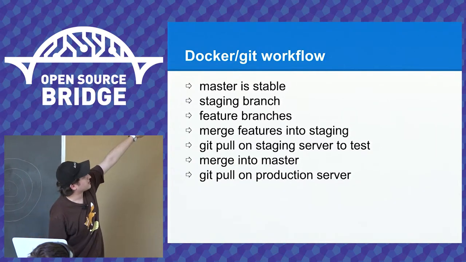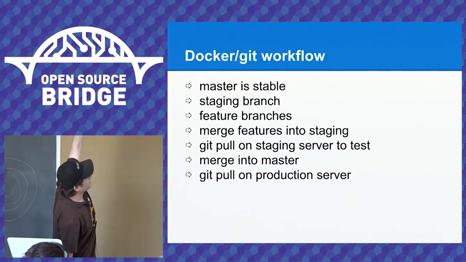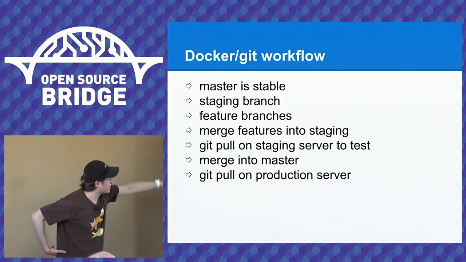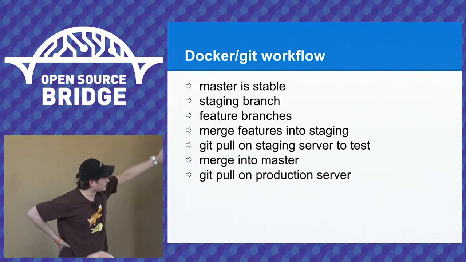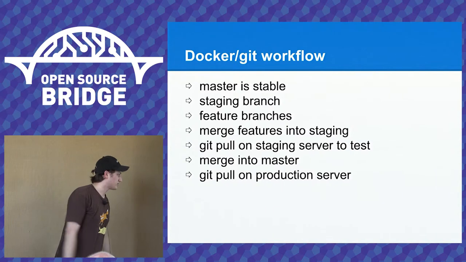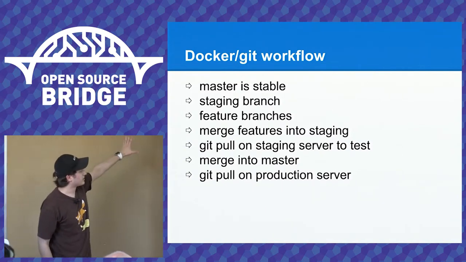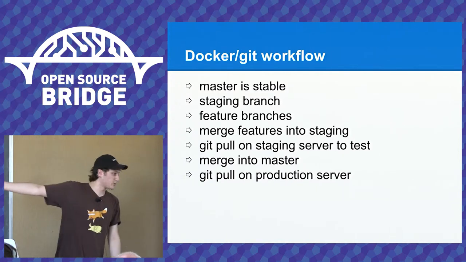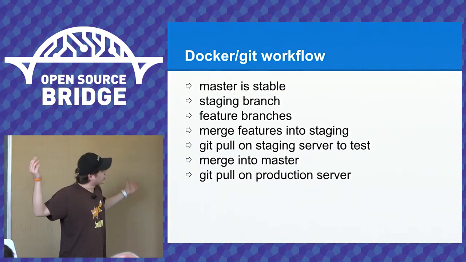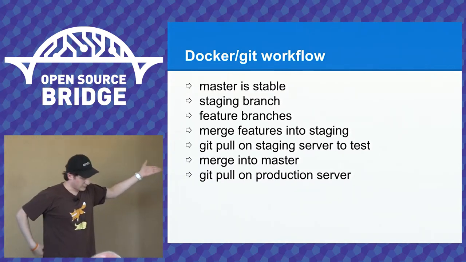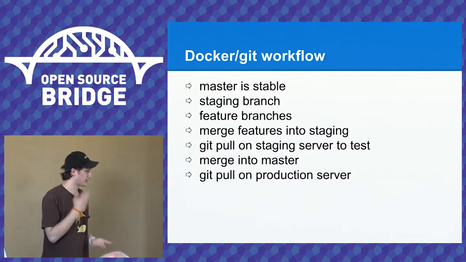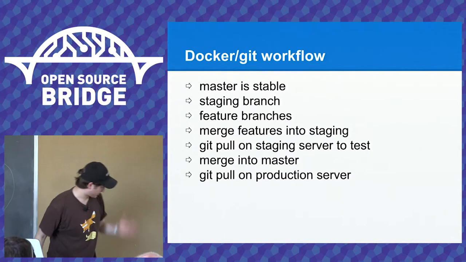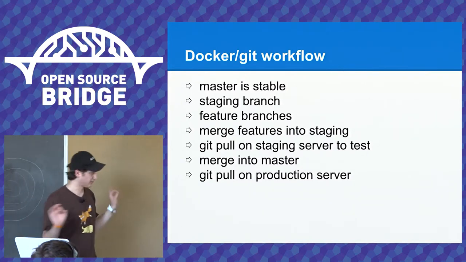The Docker Git workflow looks something like this. It'll be very recognizable if you use Git on your application. Master stable, you have a staging branch, and feature branches that you merge into staging. You pull on the staging server to test, you merge that into master, and pull on the production server. The guarantee Docker gives us, most of the time, is that it'll work exactly on production as it does everywhere else. So you can test on staging, and aside from weird bugs, your configuration is going to be exactly the same on production as it is on staging. So your configuration lives in Docker.